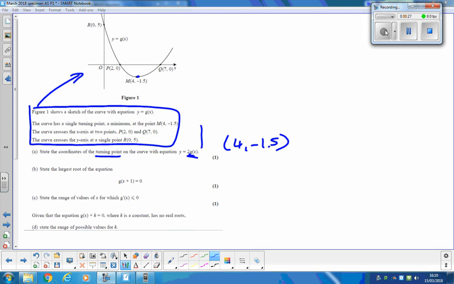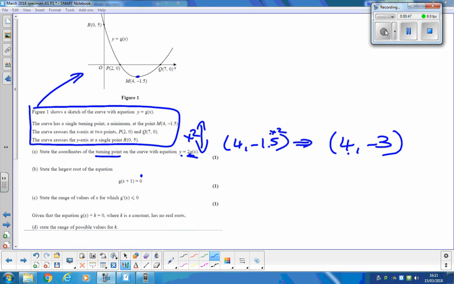So what we're saying is it's going to stretch times by 2 in the y direction. Look, all the y values are getting 2 times bigger. And so this means that this point is now going to be at 4, minus 3. It's still 4, it's not going in the x direction, it's just this bit here that is being timesed by 2.